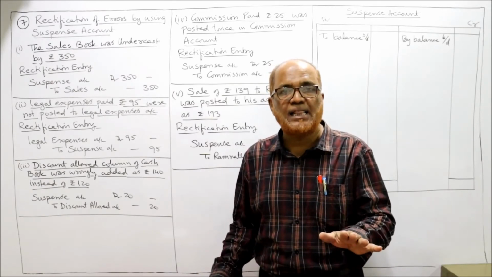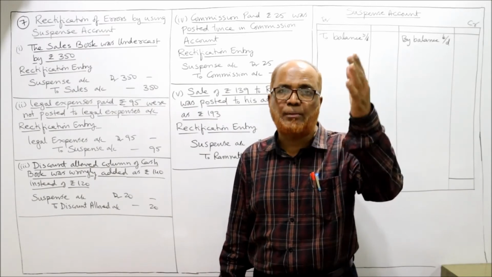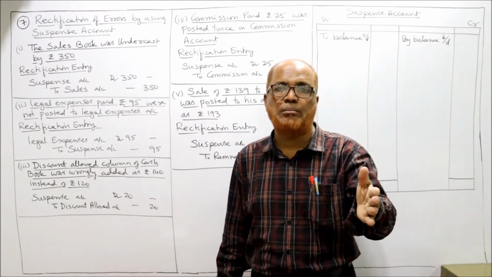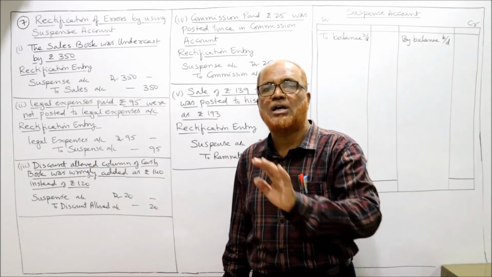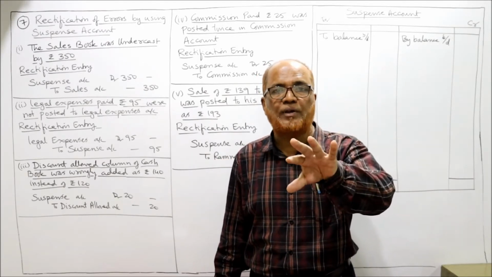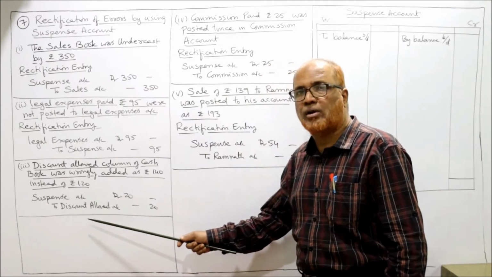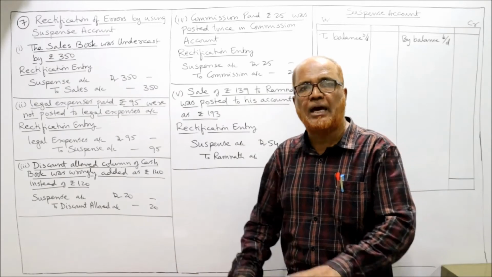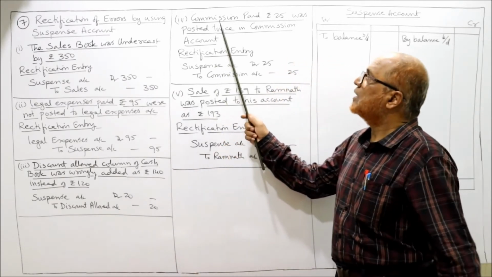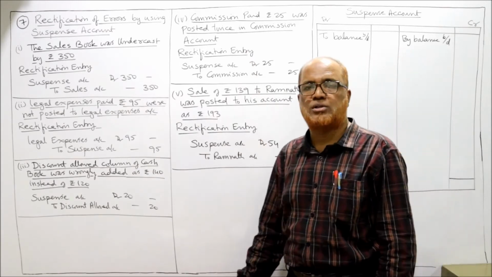So to cancel that we have to credit. That 20 rupees more we have debited to discount allowed column, so we have to take 20 rupees on the credit side. So discount allowed should be credited by 20 rupees, and suspense account should be debited. The entry will be suspense account debit to discount allowed 20 rupees. Error is rectified.